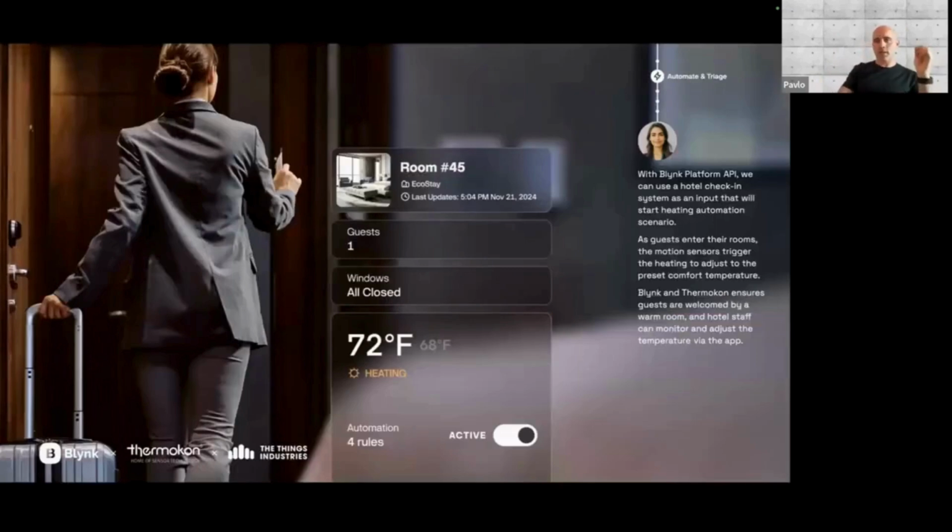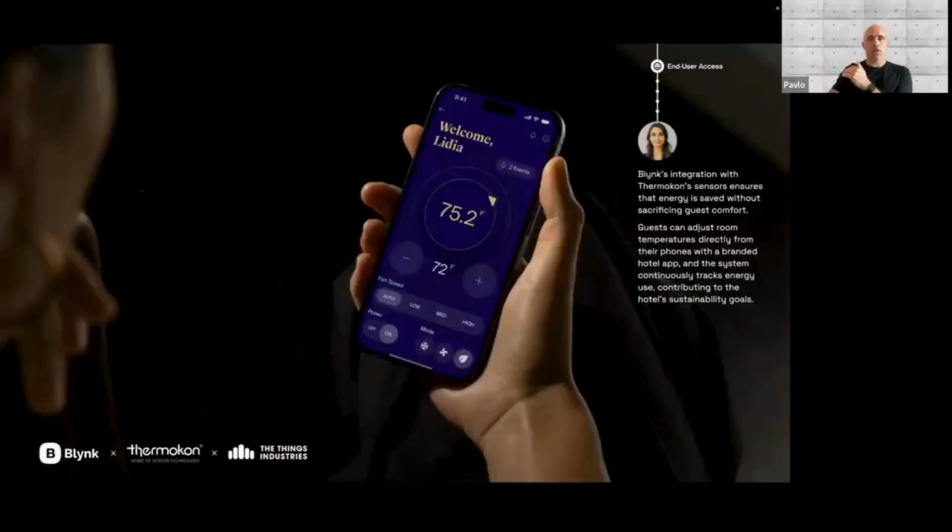But moreover, with the APIs that we offer, the check-in system of the hotel can be used as an input where it triggers this automation scenario, for example. And not only that, once the user checks in with an API, we can send them an invitation to download the app and have a remote control, a branded experience of the hotel, where guests can control different aspects of the room from the convenience of their smartphone. And of course, once they check out, we cancel the access and they can no longer do that.